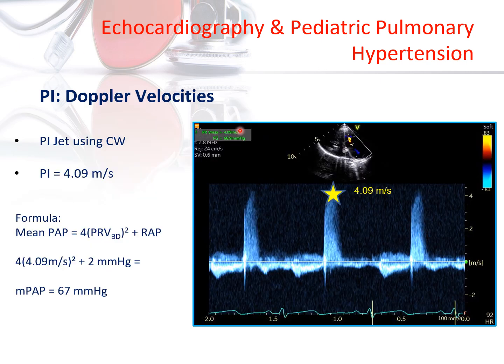Here's an example of some PI Doppler velocities. Over here, you have a velocity of 4.09 meters a second at the beginning of diastole. Run it through the equation, and we end up with 67 millimeters of mercury.